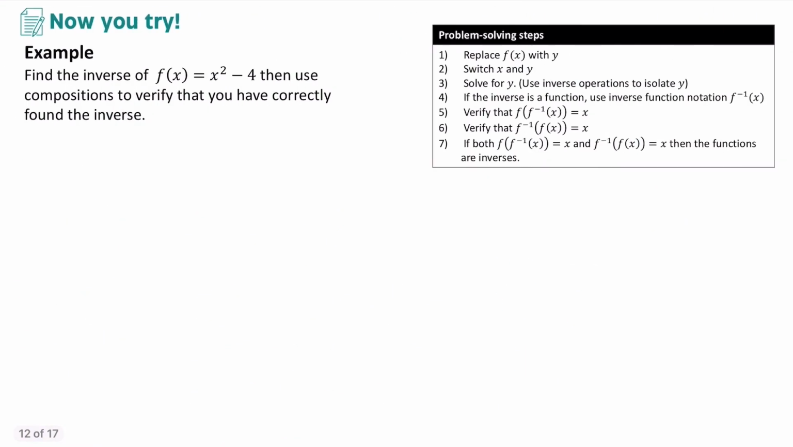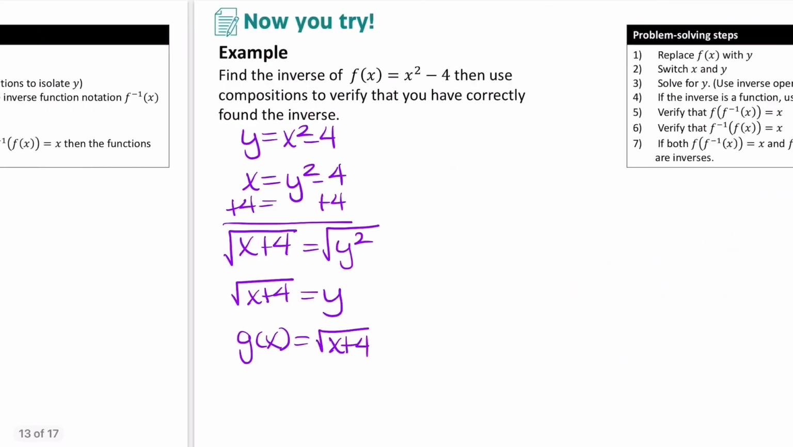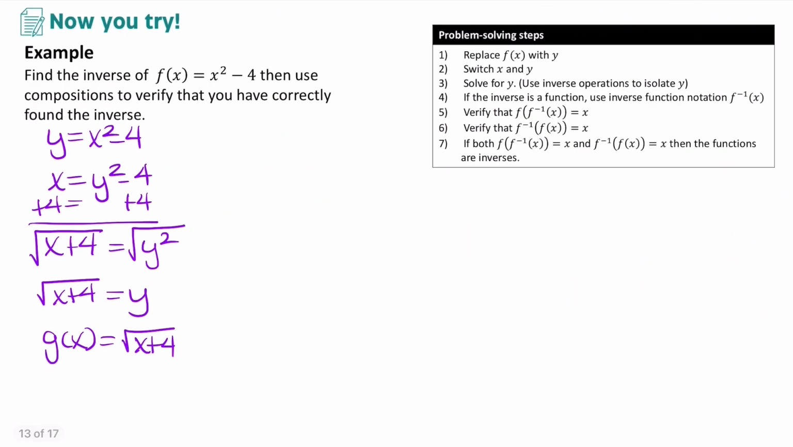So now you can go ahead and pause the video and try doing this example on your own. So here we're trying to find the inverse of f of x equals x squared minus 4. So we're going to write this as y equals x squared minus 4, and then we're going to replace x with y and y with x. So we have x equals y squared minus 4. And then to solve for y, we're going to add 4 to both sides.